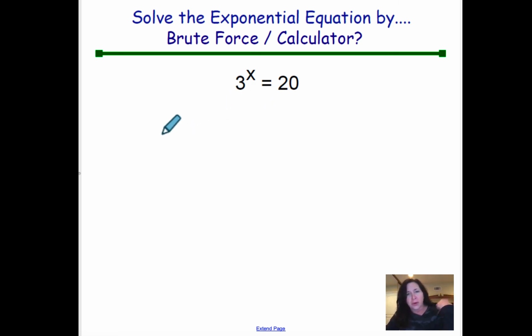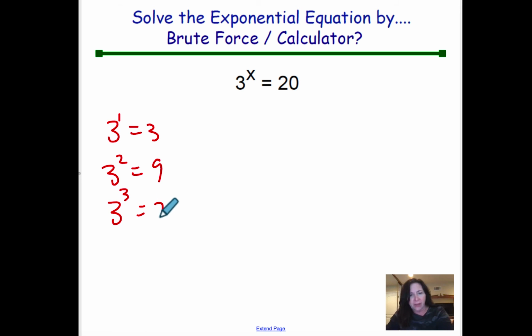So we know 3 to the 1 power is 3. We know 3 squared is 9. We know 3 to the 3rd power is 3 times 3 is 9, times 3 is 27. And 27 is too high. So I know that my answer has to be in between here and here. So it's got to be a power between 2 and 3. That shouldn't be that hard, right?